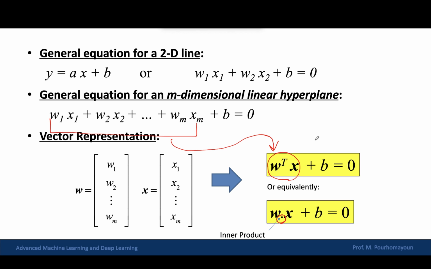Okay, so this is an equation for a line or a hyperplane, a linear hyperplane in m-dimensional space, or it's an equation for an m-dimensional linear hyperplane, okay? This one, in an arbitrary space. This is the equation. So we will work with this from now on.